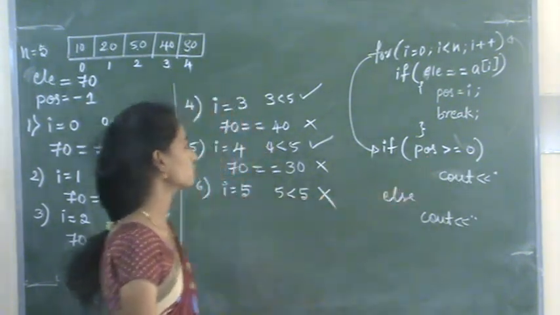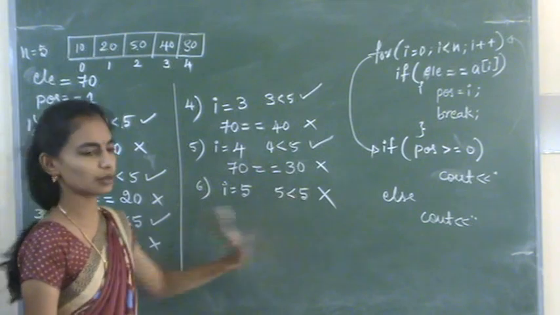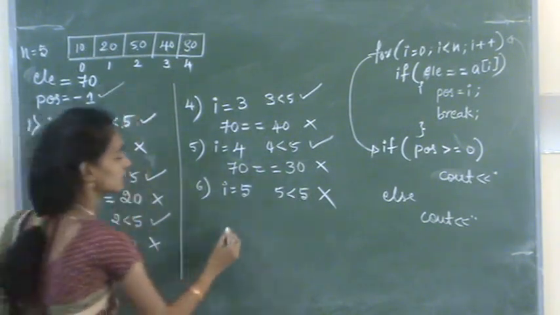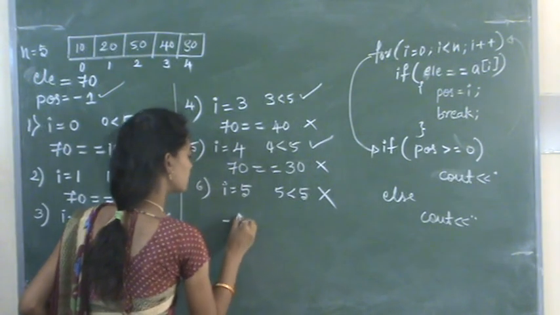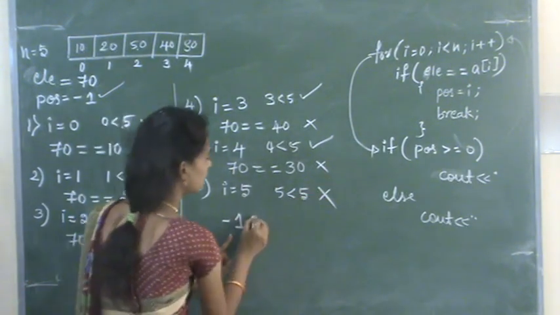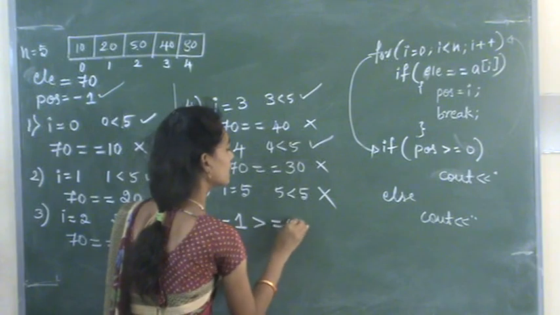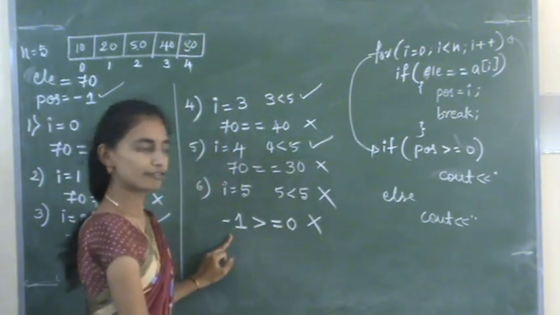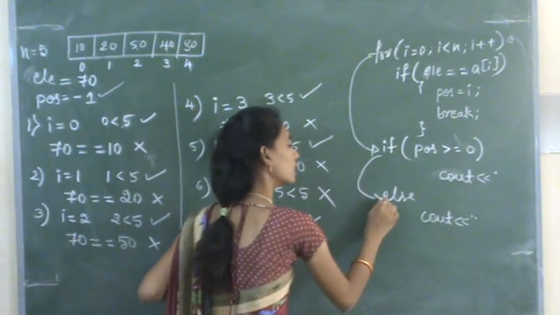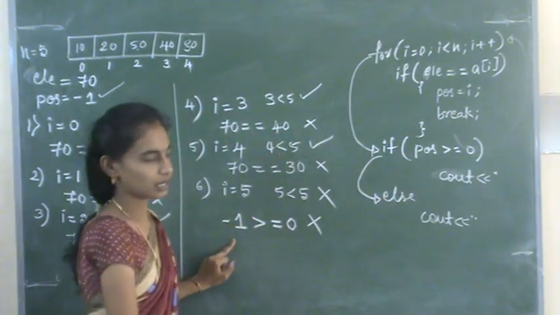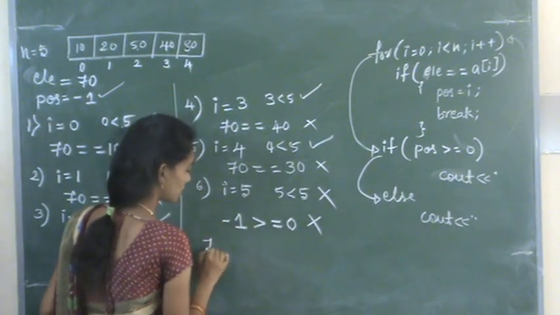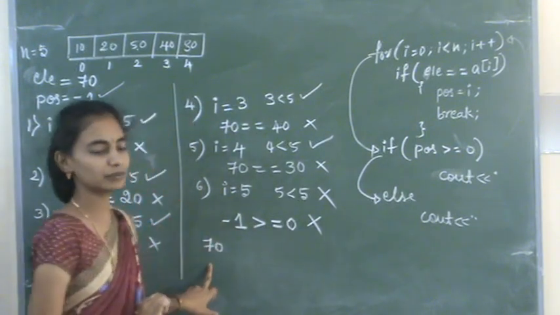Now what is the position value? Whether we are changing the position value anywhere? No, right? So initially the position value is -1. Now check: -1 is greater than or equal to 0. No, right? The condition becomes false. So it will come to the else part. So in this else part we have the cout statement, that is element ELE.